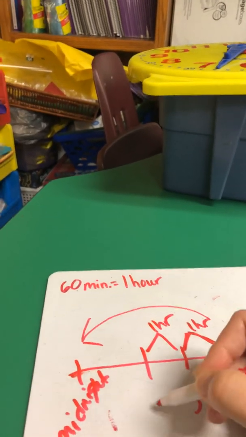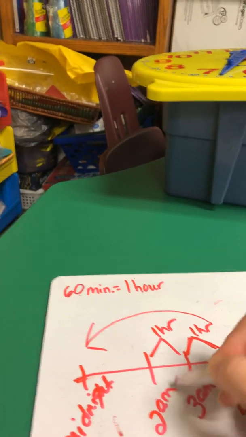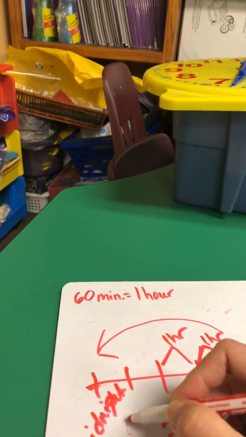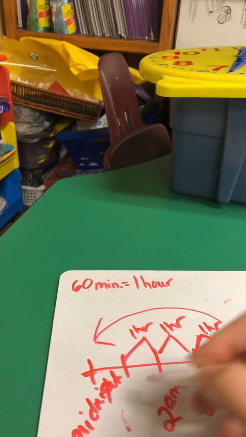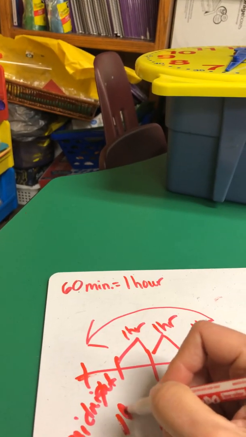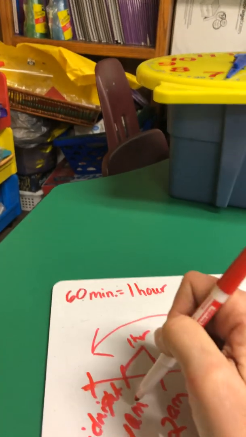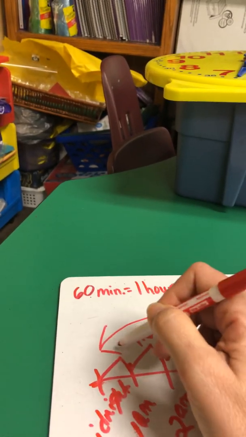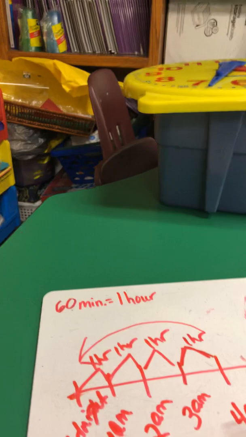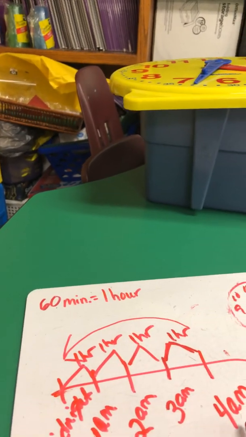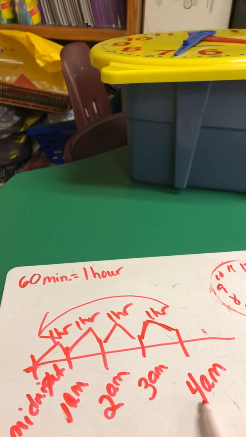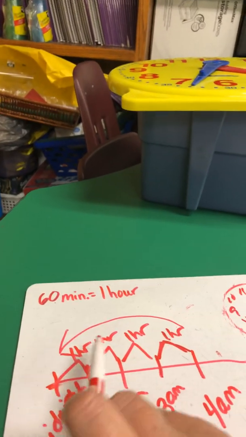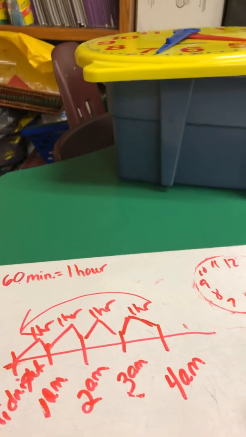What's right before 3? 2 a.m. I could go back an hour. What's an hour before 2? That would be 1 a.m. And then from 1 a.m. back to midnight would be another hour. So how many hours are between? How many hours would I have slept if I slept from midnight to 4 a.m.? It would be 1, 2, 3, 4.